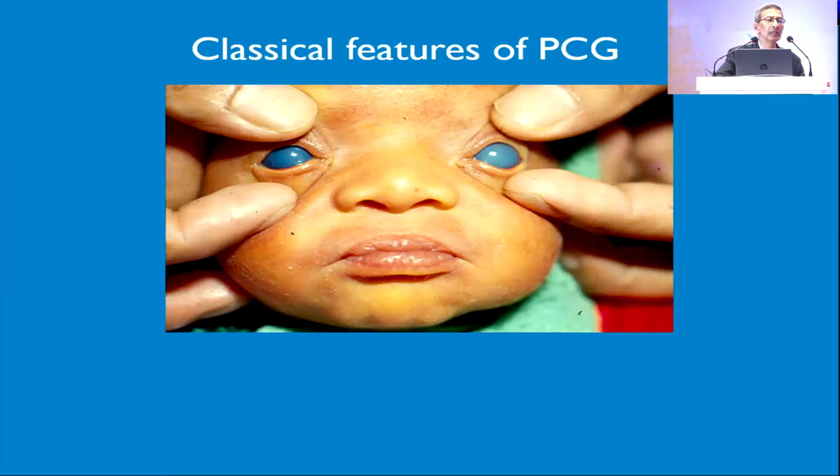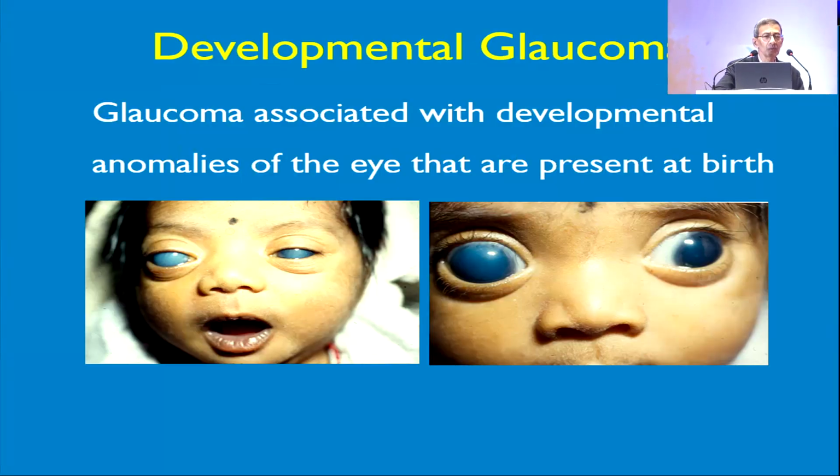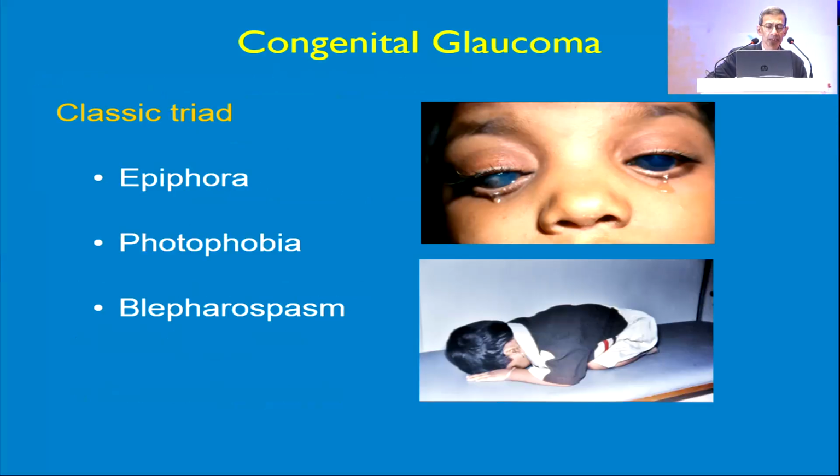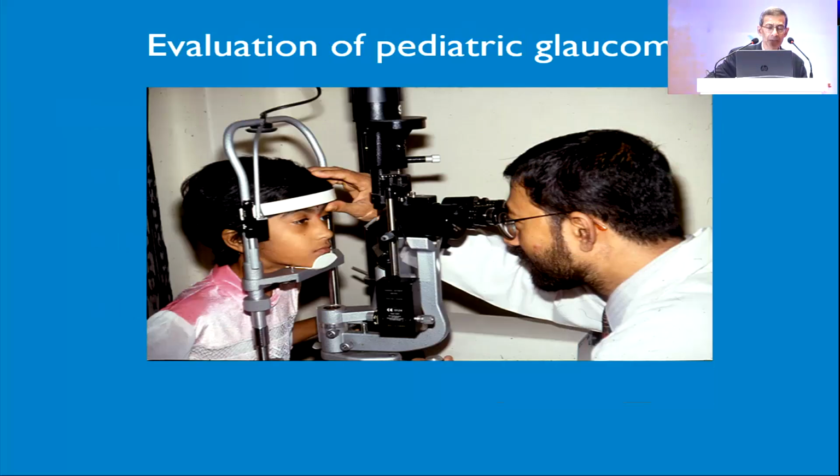Congenital glaucoma is primarily a surgical disease, and surgery should be done at as early an age as possible. That doesn't mean that we can send the patient directly from OPD to the surgical room. No. Well-established methods should be applied to establish the diagnosis, rule out other possibilities, and then plan for surgery. It is basically related to trabecular dysgenesis, which may be associated with iridodysgenesis and corneodysgenesis. The classic triad is epiphora, photophobia, and blepharospasm.